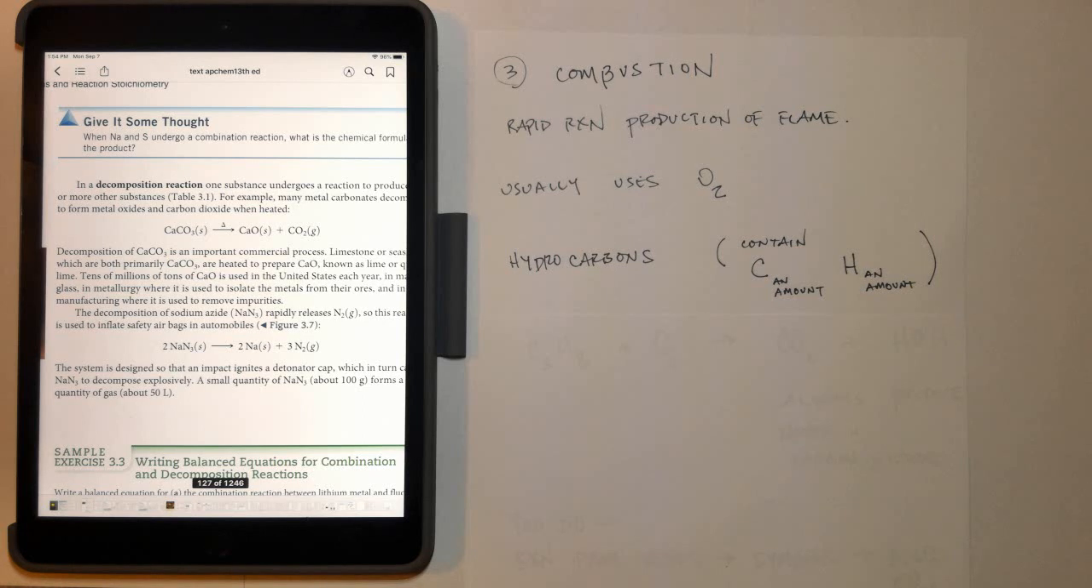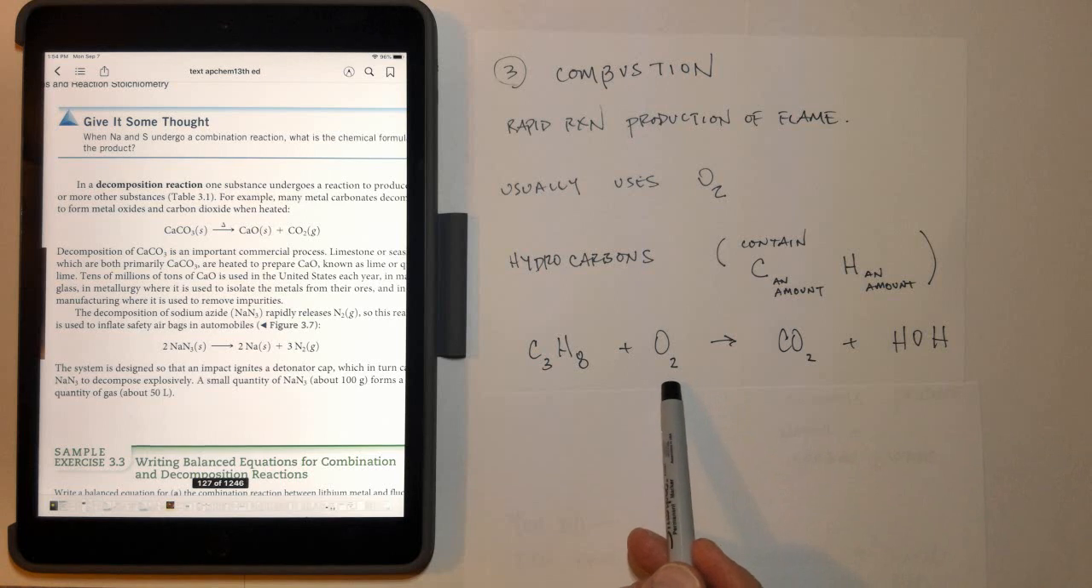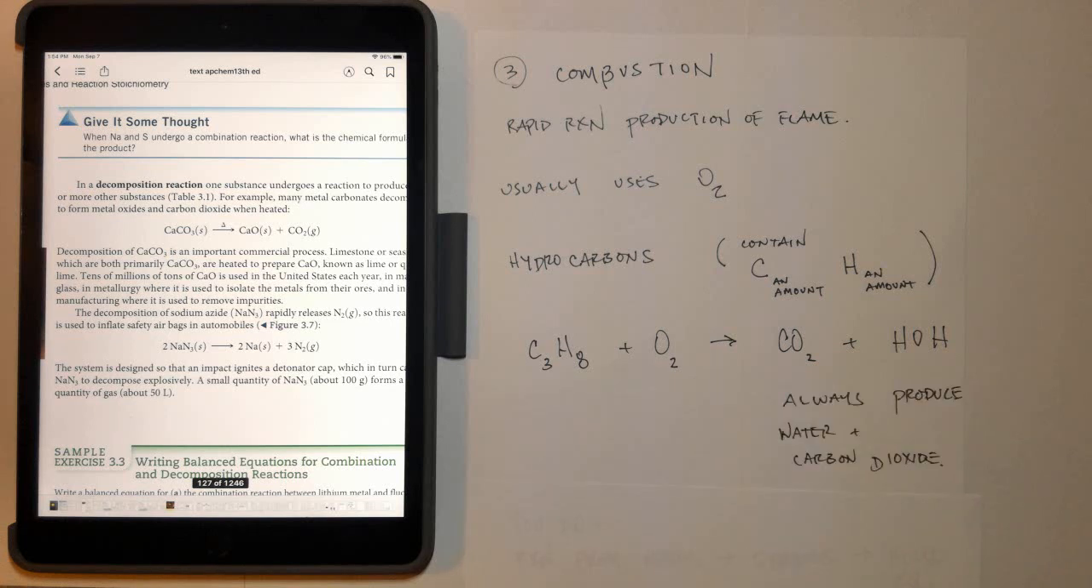But the general pattern for this reactivity is that we have a hydrogen carbon containing substance and we react it with oxygen. Remember, oxygen is diatomic. It always exists in a pair, so it reacts with O2. And then it always produces carbon dioxide and water. Carbon dioxide and water, HOH or H2O. Those are the 2 products of hydrocarbon combustion.